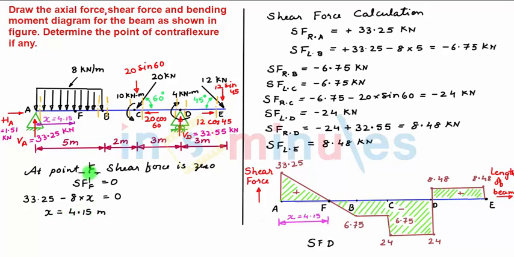So our point F is at a distance of 4.15 meter from the left hand support A. Let's show this distance in the load as well as the shear force diagram. Now if we continue to analyze our shear force diagram, we see that at point D the shear force is changing its magnitude from negative to positive, and at point D the shear force is 0. So at point D, our negative bending moment will be maximum. Now the analysis of the shear force diagram is complete. Let's move towards the bending moment calculation.